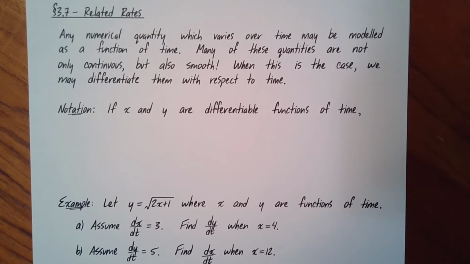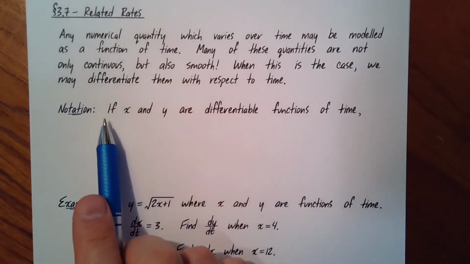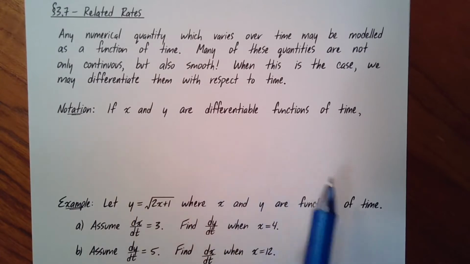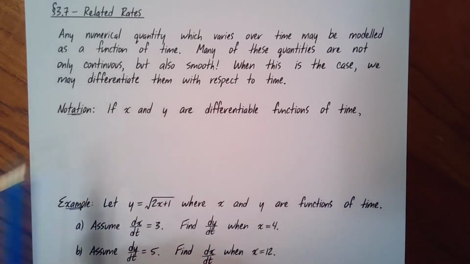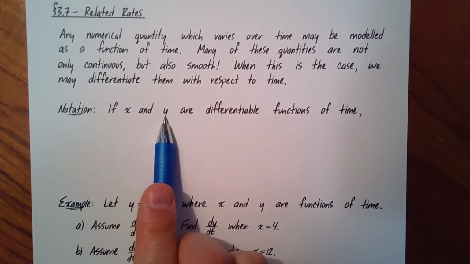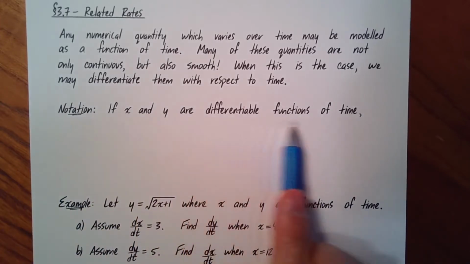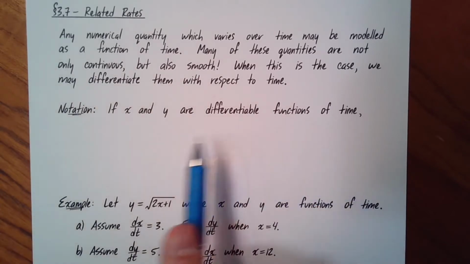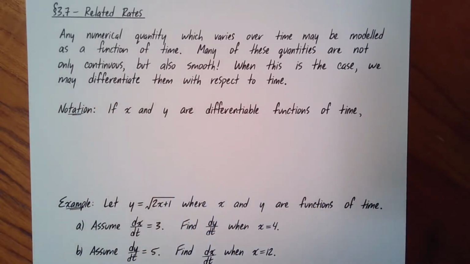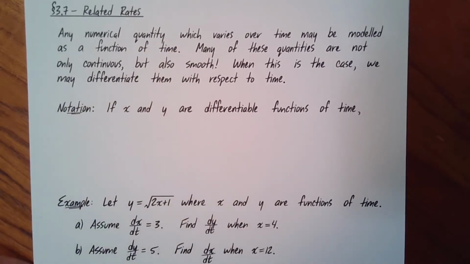So let's start by looking at the notation that we're going to use. If x and y are, let's say, two quantities which vary over time, then we can model them as functions of time, but let's just say that that's automatic. So assume that x and y are two of the ones that happen to be smooth, differentiable functions of time. Then this is the notation that we'll use for their derivatives with respect to time. This is nothing new, just a new way to use existing notation.